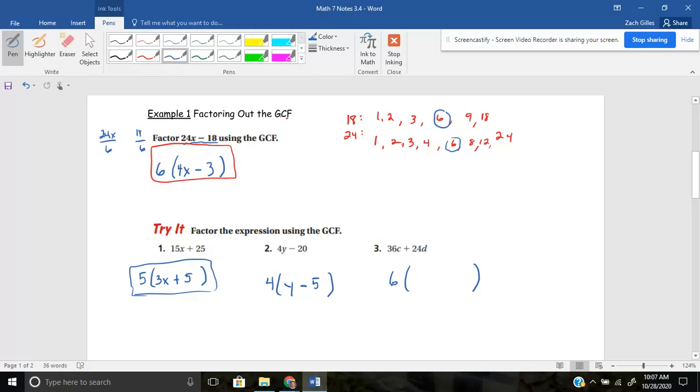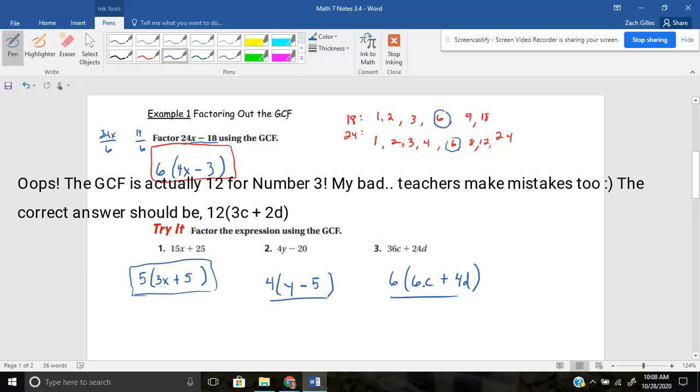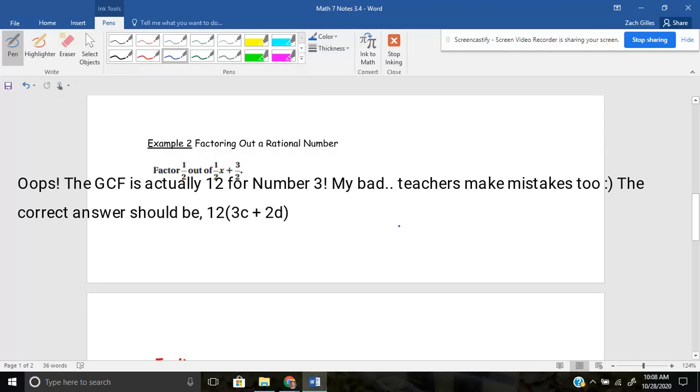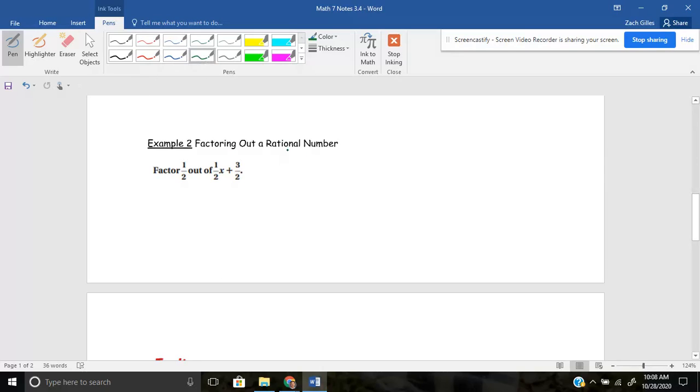36c divided by 6 would give me 6c, plus 24d divided by 6 would give me 4d. If you have questions on any of those, please let me know and I can help, or phone a friend. Let's move on to example 2 now, where we're doing the same, except now we're using fractions. It says factor a half out of 1/2 x plus 3/2.